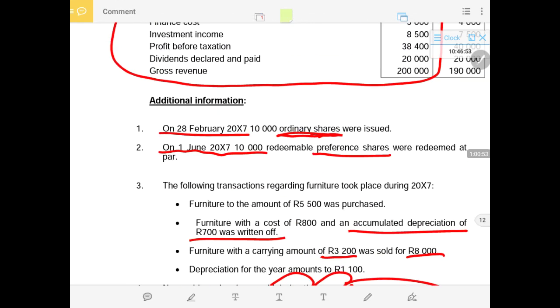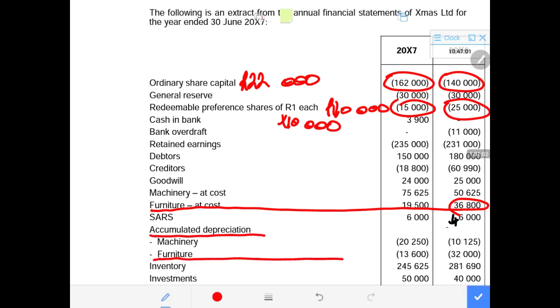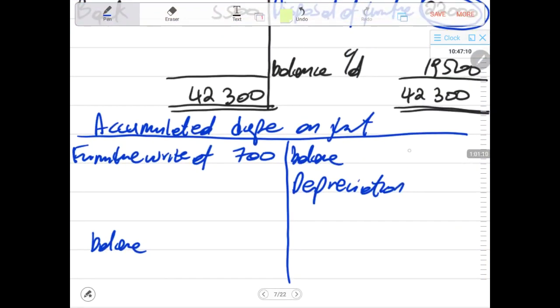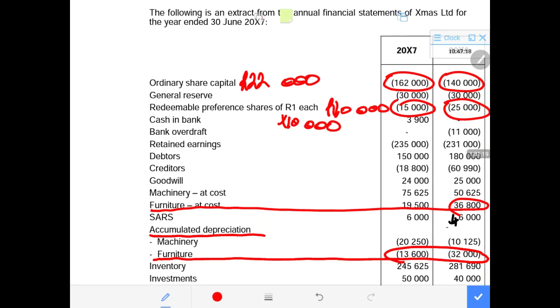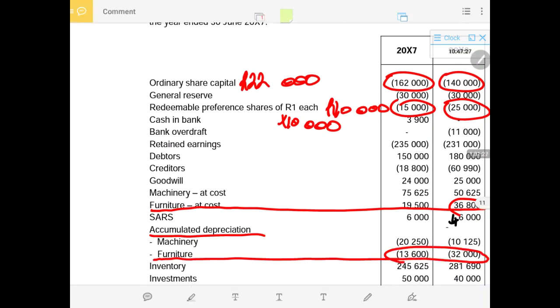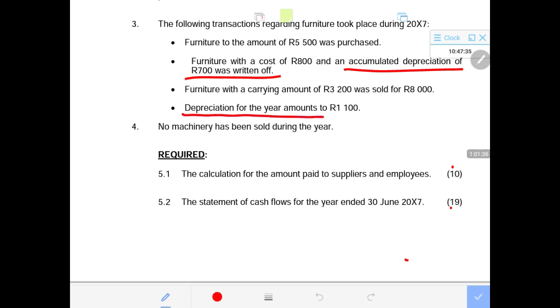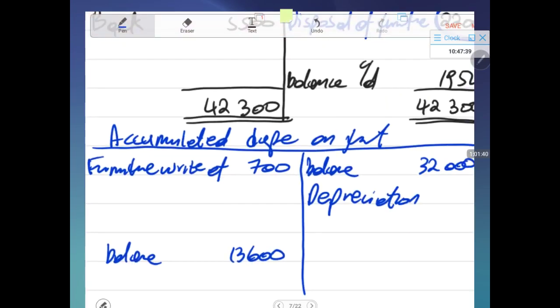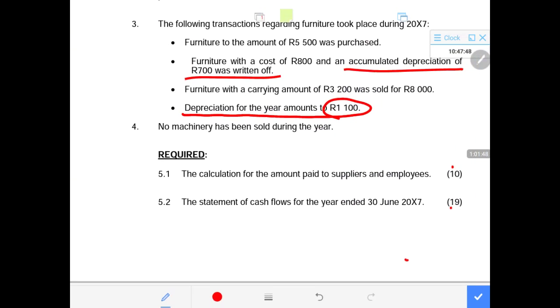Now, we are clear with that. We need to record the opening accumulated and record the closing accumulated depreciation on furniture. Accumulated depreciation specifically on furniture, 32,000 and 13,600 rands. 32,000 opening balance and 13,600 closing balance. We need to know the depreciation for the current year. It was not given in the income statement. It must be somewhere in the adjustments. Yes, the last adjustment, they clarify for us that depreciation is an amount of 1,100. And that is depreciation for the full year. And now remember, this is for the furniture, 1,100. Please be very clear that this is the furniture that we are dealing with. So depreciation for the furniture, it is 1,100 rands.